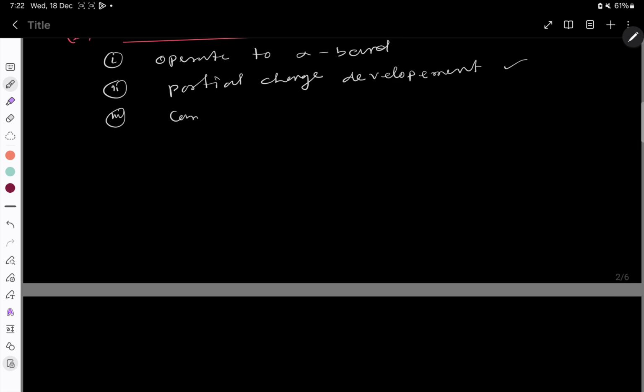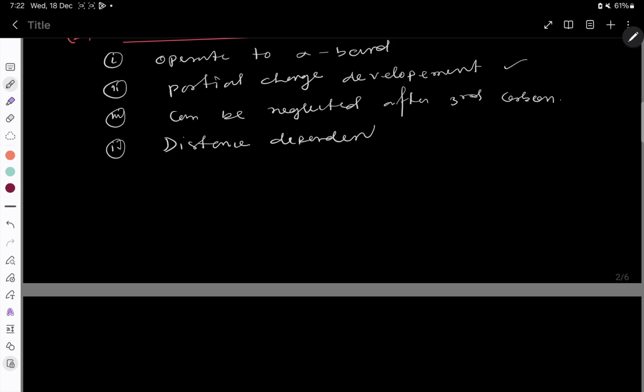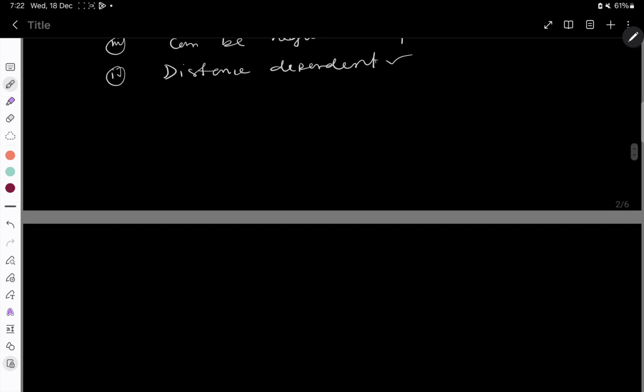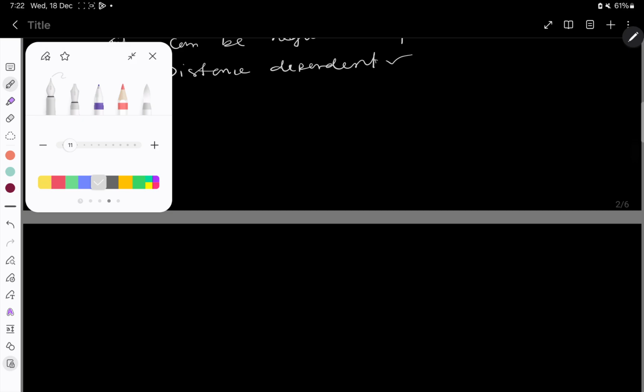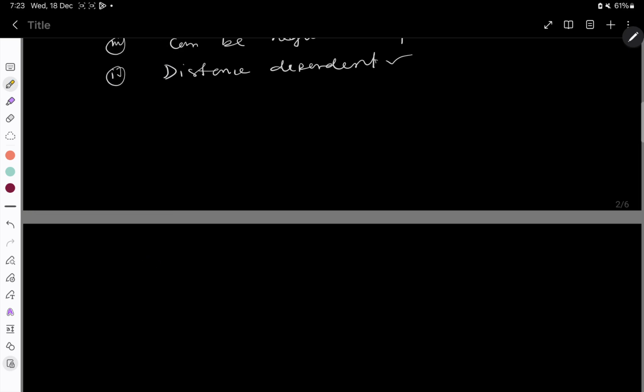The third point is this effect can be neglected after the third carbon. And the fourth one is very much important: it is a distance dependent effect. That means it is distance dependent. Now what is this? I will explain by taking appropriate examples.